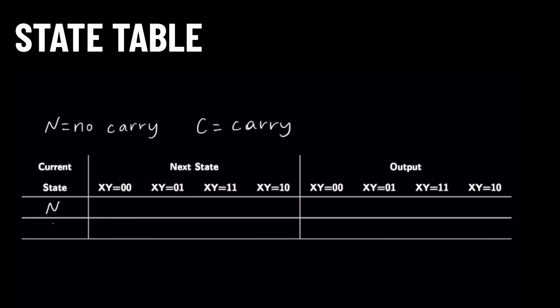A state table can then be derived. This is a relatively straightforward state table as there are only 2 states. When there's currently no carry, the only way to generate a carry is for X and Y to both be equal to 1. When there's currently a carry, the only way to eliminate it is for X and Y to both be equal to 0.